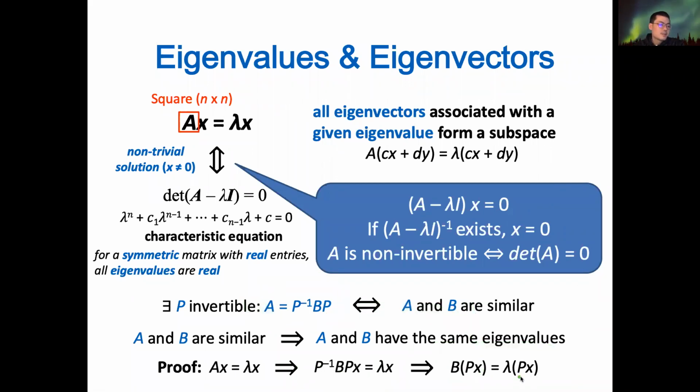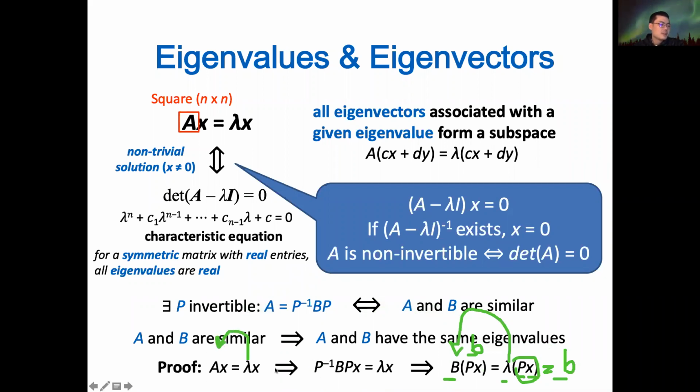Keep in mind, P is a square matrix and x is a column, so the output is still a vector. Consider Px equal to a vector. Then we have B times the vector equal to lambda times the vector. So lambda is an eigenvalue of B. Here we show that if lambda is an eigenvalue of A, lambda is also an eigenvalue of B.